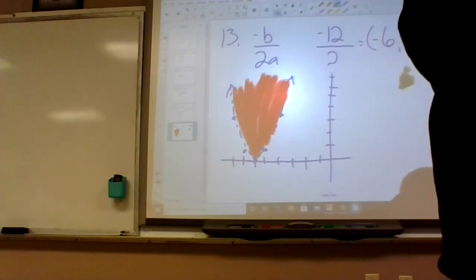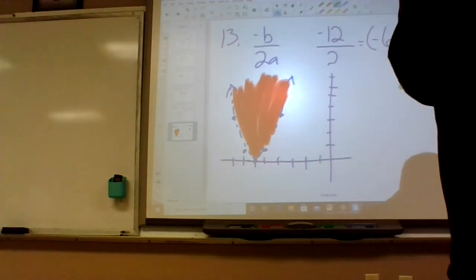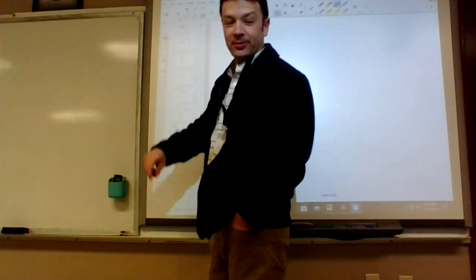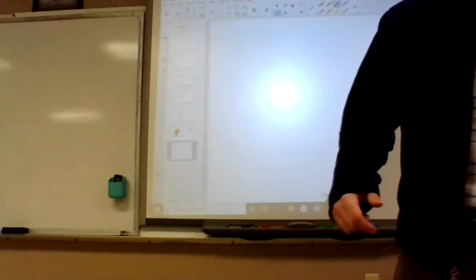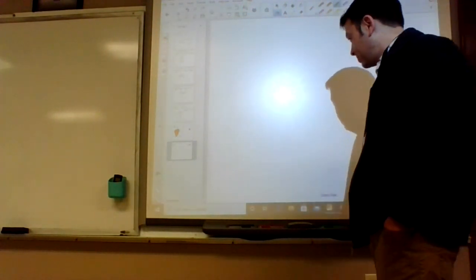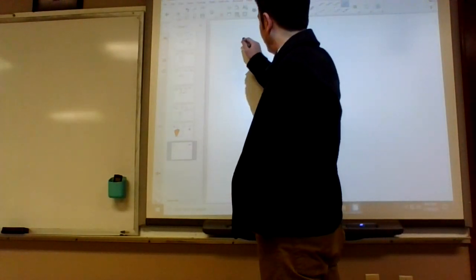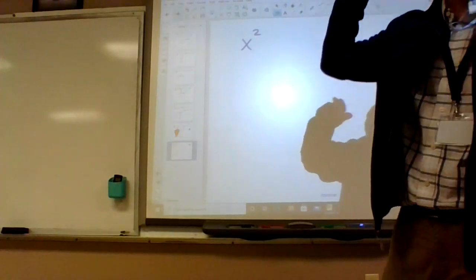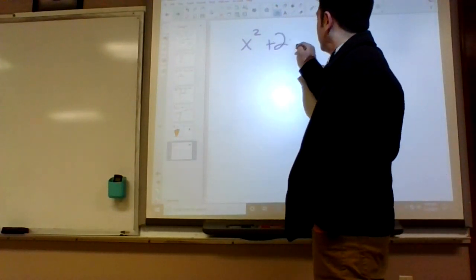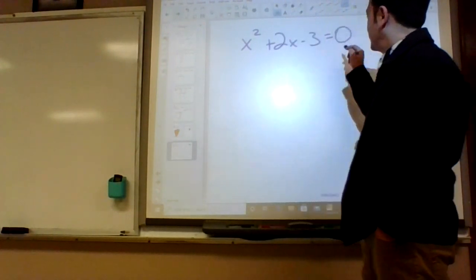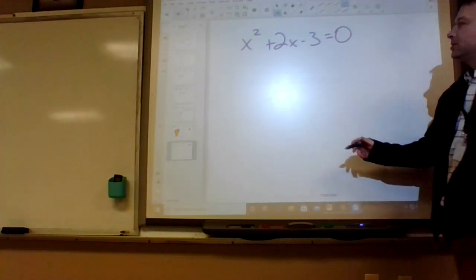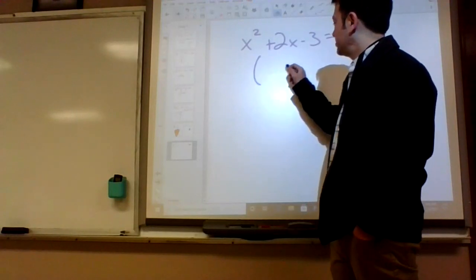Number 15, find the zeros of each function algebraically. What does that mean? Okay, so we're done with graph paper for now. Yes. Find the zeros means set the function equal to 0 and solve it. We learned a bunch of different ways, but calculators can do it, but what's an easier way to do this one? Factoring. What goes into -3 that adds up to 2?